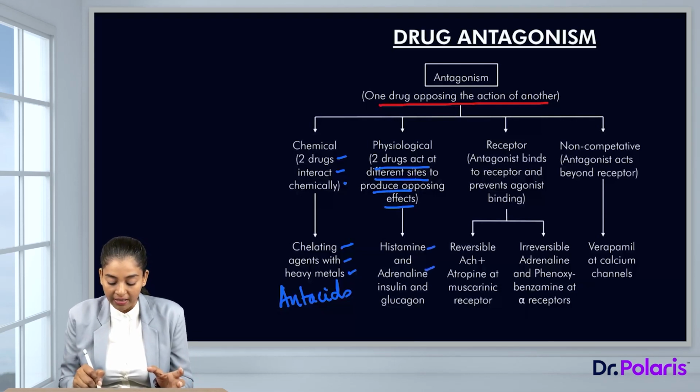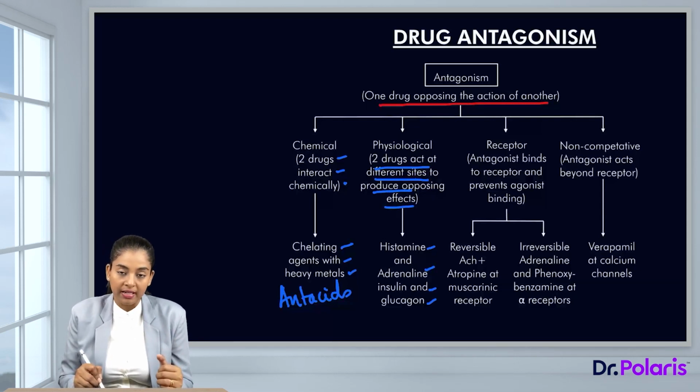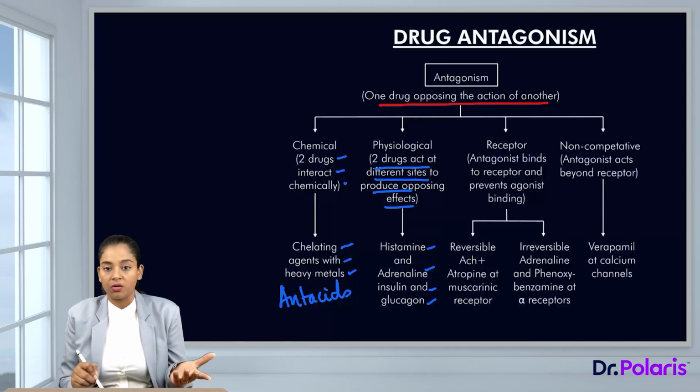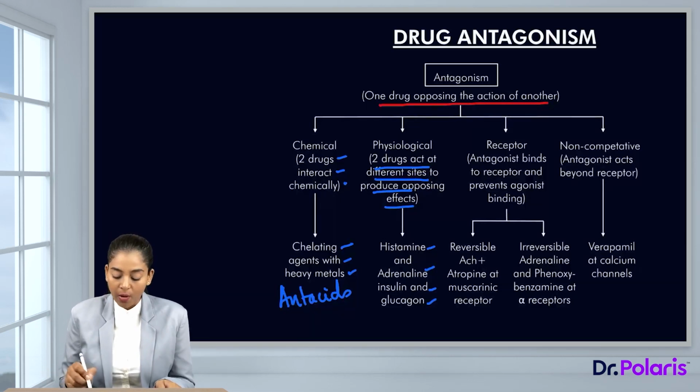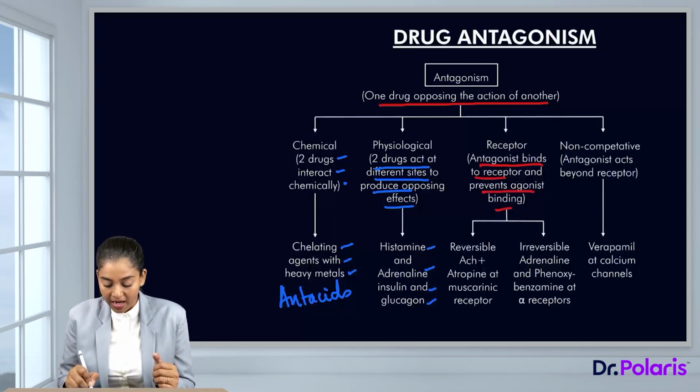Example, histamine and adrenaline, insulin and glucagon. Histamine will reduce the BP, adrenaline will increase the BP. Similarly, insulin will reduce the blood glucose level, whereas glucagon will increase the blood glucose level. So through receptors: antagonists bind to the receptor and prevent the agonist from binding. This binding of antagonists can be reversible or irreversible.